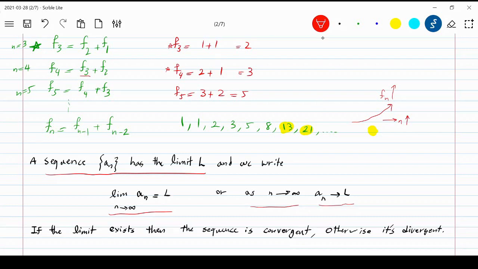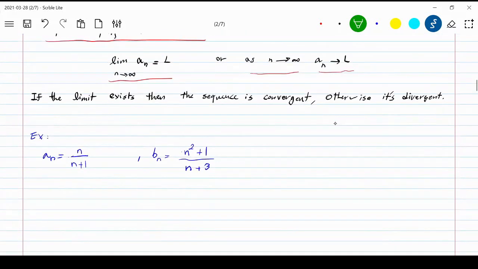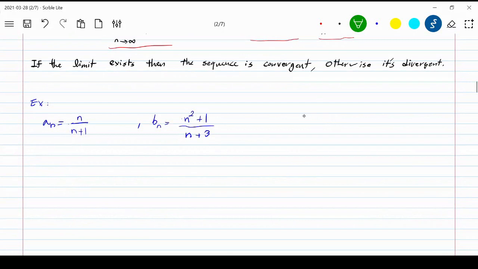An example of a divergent sequence is exactly this Fibonacci. If I increase n, what happens? These numbers will continuously grow. So this would be 34 and so on. As n is getting very large, the corresponding f of n would be increasing toward infinity. Therefore, it's not convergent. But there are examples where the limit is approaching a certain value. Here are a couple of examples. Let's see if they're convergent or divergent, and whether we can calculate the limit.